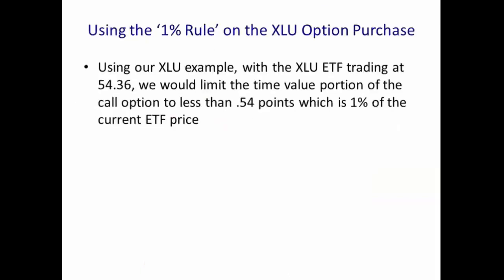So using this example of the XLU option purchase, with XLU trading at 54.36, we would limit the time value portion of the call option to less than 54 cents, which is 1% of the current stock price. So we want to limit the time value portion to 54 cents, which is 1% of the current price of XLU.